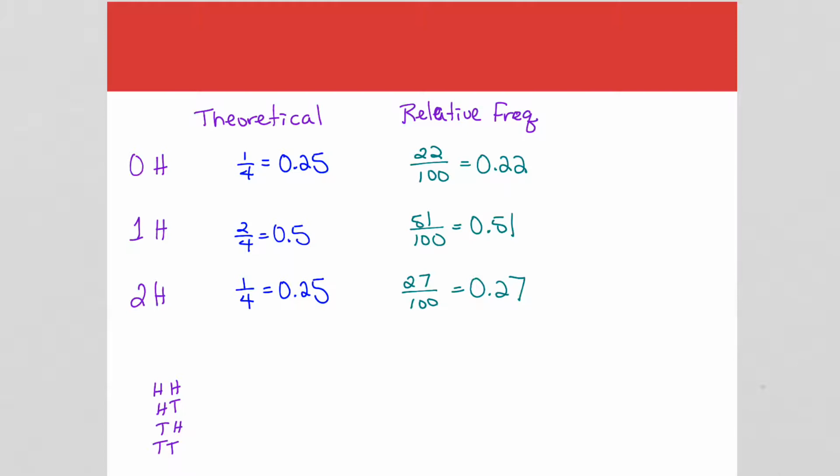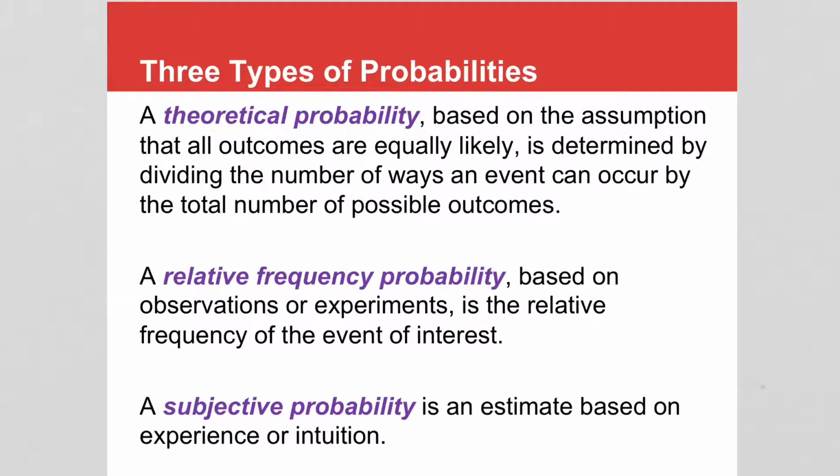So we've really not got any reason to suspect that any of these coins are unfair. Since you've only done 100 tosses, you're not gonna get exactly the theoretical probability. But the more tosses you do, if you do 1,000,000 tosses, then you'll get closer to the theoretical probability. A theoretical probability based on the assumption that all outcomes are equally likely is determined by dividing the number of ways that it can occur by the total outcomes. We've already talked about this. The subjective probability is an estimate based on experience or intuition.